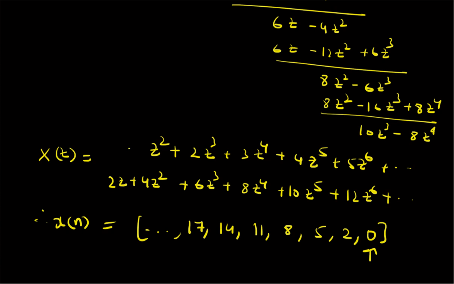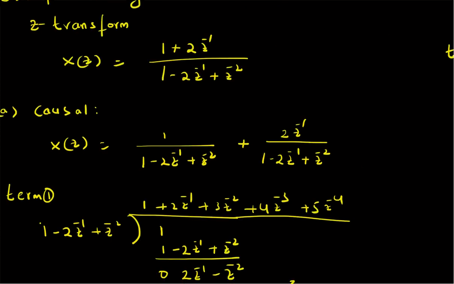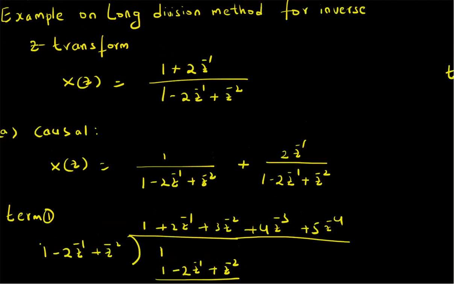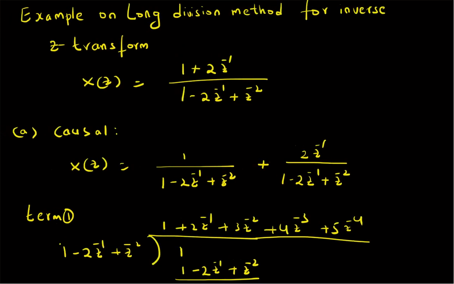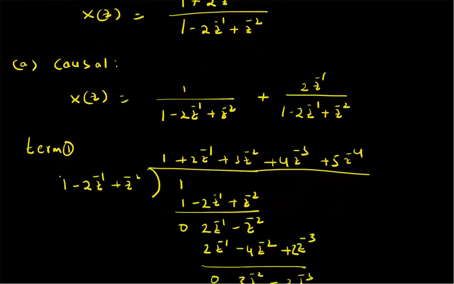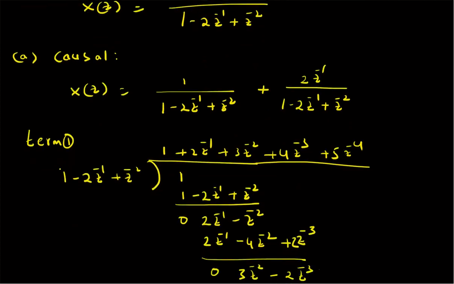So to summarize, we have looked at an example on the long division method for finding the inverse Z transform. So given the Z transform x of z equal to 1 plus 2 z inverse by 1 minus 2 z inverse plus z power minus 2, we found the inverse Z transform for both causal case and anti-causal case. So for the causal case, we have two terms. So term 1 is 1 by 1 minus 2z inverse plus z power minus 2, and term 2 is 2z inverse by 1 minus 2z inverse plus z power minus 2.